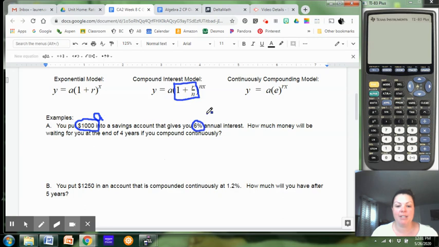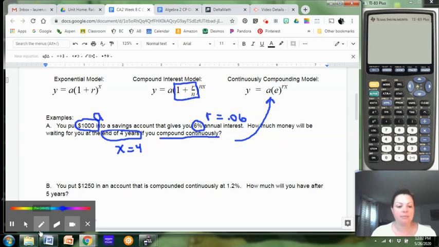6% annual interest, that is your R. We're going to change that into a decimal of 0.06. How much money will be waiting at the end of 4 years? So that's talking about how X is going to go by, and it's going to be 4 years that we're waiting for this. And it says compounding continuously. So when you say that word continuously, that means we're just going to use that E equation that's in there. That's what we're going to use.